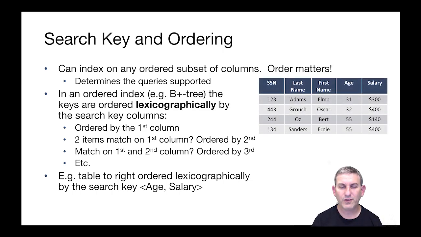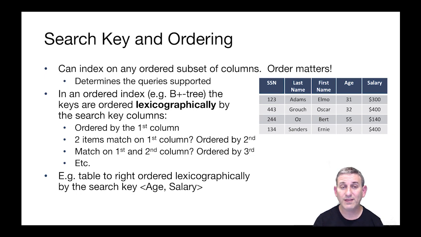The next topic I want to cover is search keys and ordering. We can index a table on any ordered subsets of columns in a B+ tree, but the ordering of the subsets of columns matters and is going to determine the queries that are supported. We'll go through that over the next couple slides.